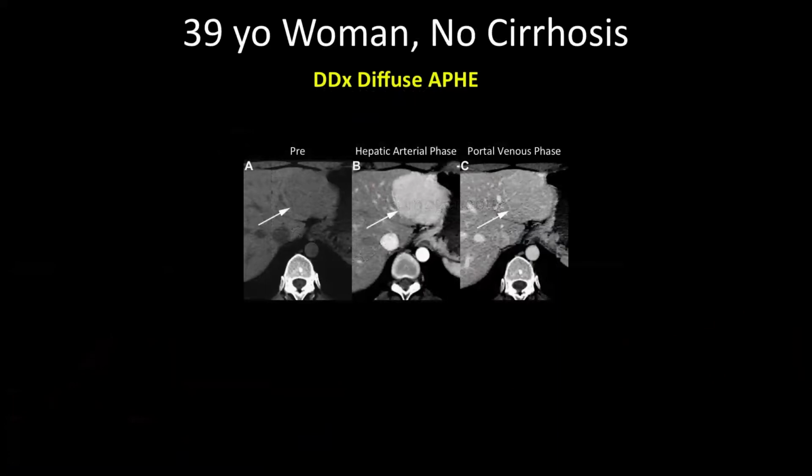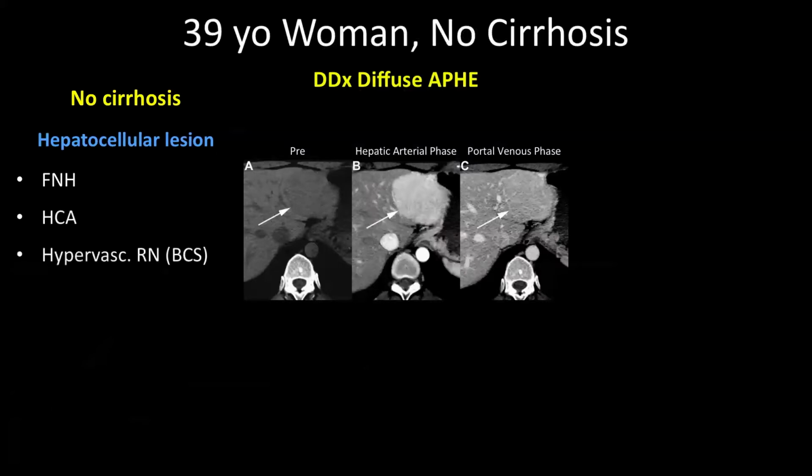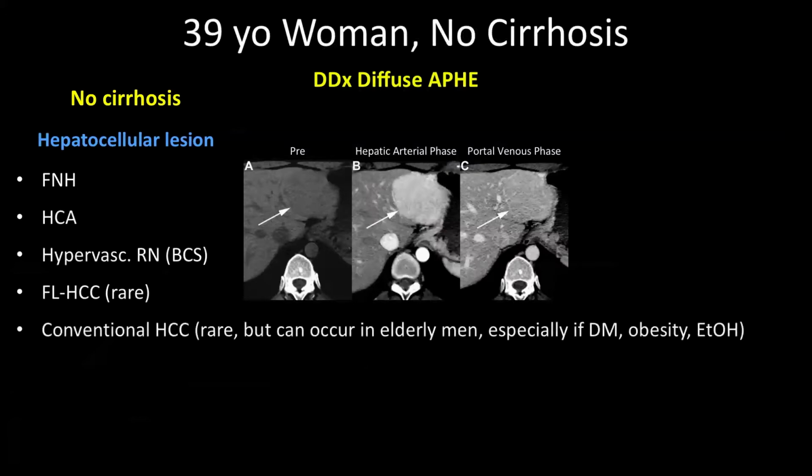What is the differential diagnosis of diffuse AFI? Well, again, we have to ask ourselves, is there cirrhosis or no cirrhosis? If there's no cirrhosis, a lesion with diffuse AFI is highly likely to be hepatocellular: focal nodular hyperplasia, hepatocellular adenoma, hypervascular regenerative nodule if the patient has Budd-Chiari syndrome, fibrolamellar HCC. If it's not any of these things, you might consider a conventional HCC, which is the kind of HCC you get in cirrhosis.